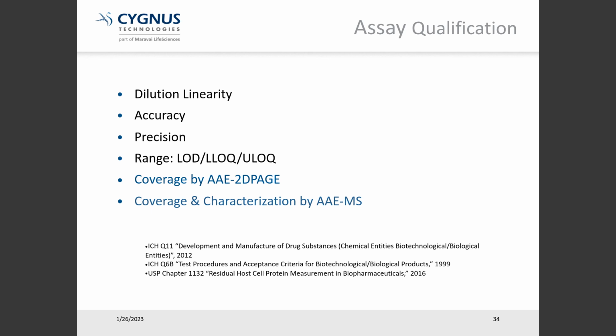So we're going to talk a little bit here about the assays and what you need to do to use these assays from a regulatory perspective. For the purposes of this talk, we're not going to talk about dilutional linearity, accuracy, or precision. These are pretty well captured in a lot of the regulatory documents that already exist. So I really want to spend more time on coverage analysis and the characterization by AAE mass spec. Those are certainly the newer things that are coming out, and certainly the most interesting at this time.